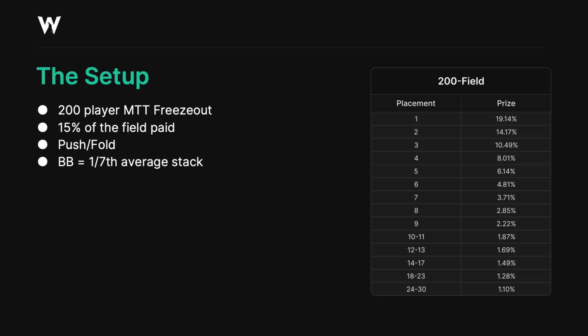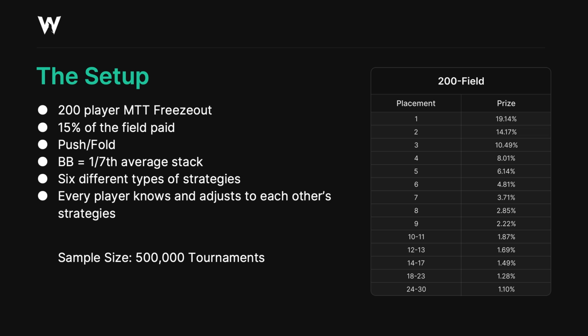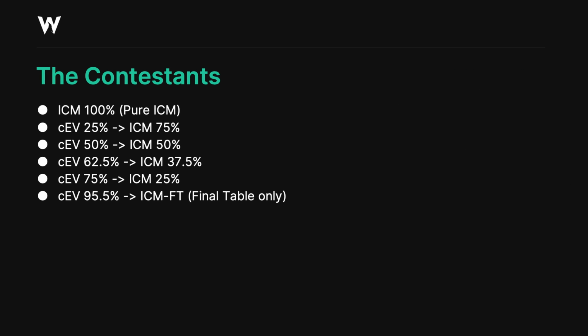Now, remember, our goal is to figure out when switching from ChipEV to ICM is important, so we're going to simulate 6 different types of strategies all playing in the same tournament, and every player knows and adjusts to each other's strategy. Let's meet the contestants. At the top, we've got ICM 100%. This is a pure ICM strategy that uses ICM calculations from the get-go. At the very bottom, we've got CEV 95% to ICM final table.